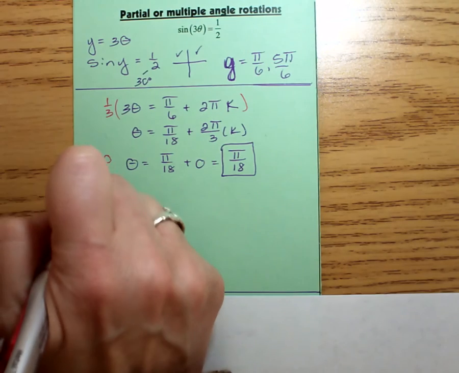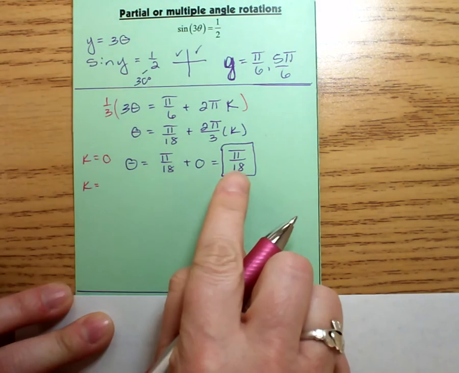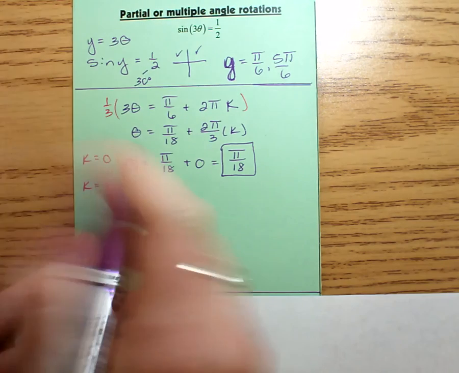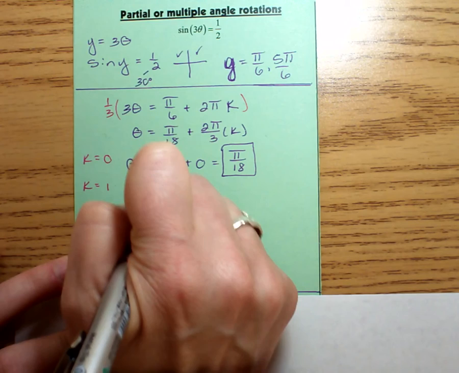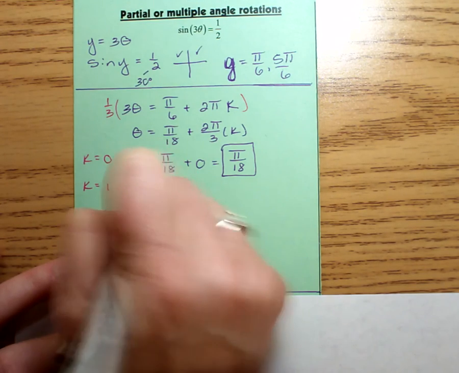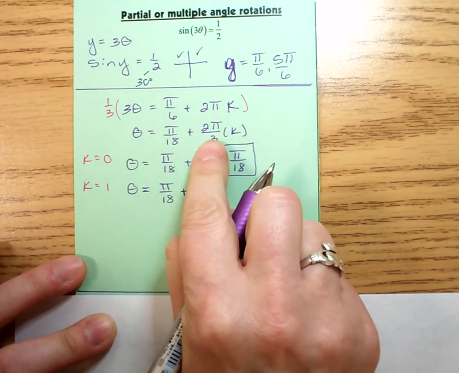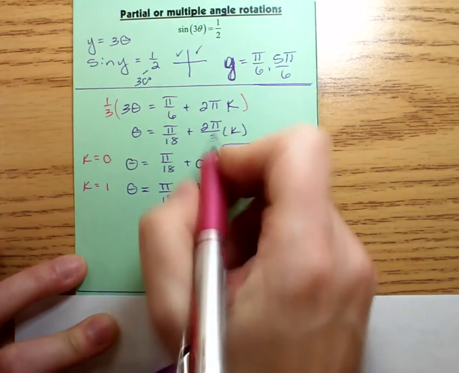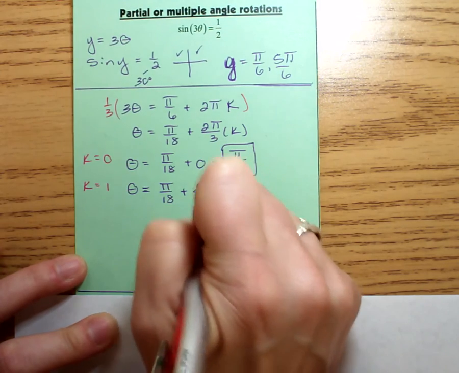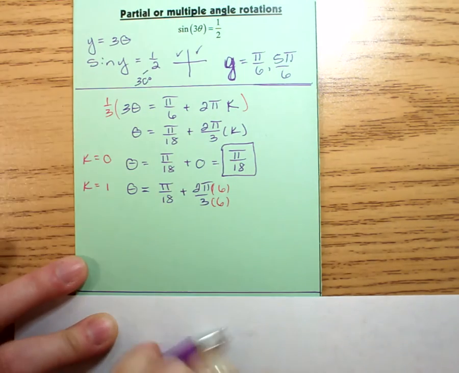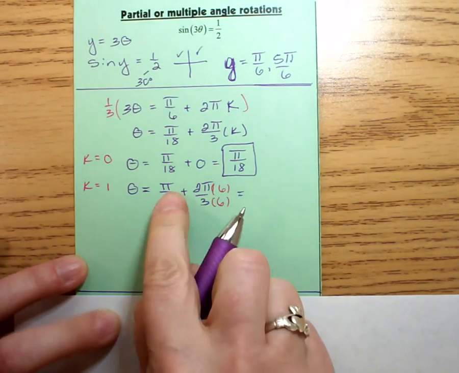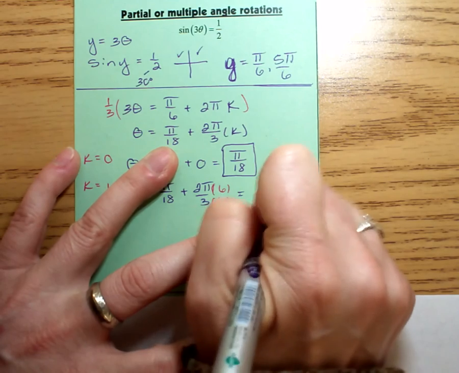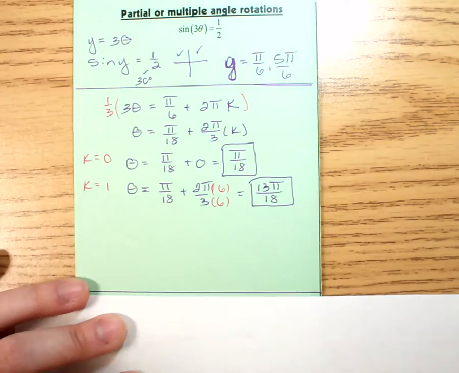I'm going to continue this process until I get a value for theta that's more than a full rotation, or more than 2 pi. So if k equals 1, I'm going to have pi over 18 plus my 1 times 2 pi over 3, or just 2 pi over 3. Of course, I need common denominators, so I can jot it down, multiplying top and bottom by 6. So I now have 12 plus 1, or 13 pi over 18. That's my second value.